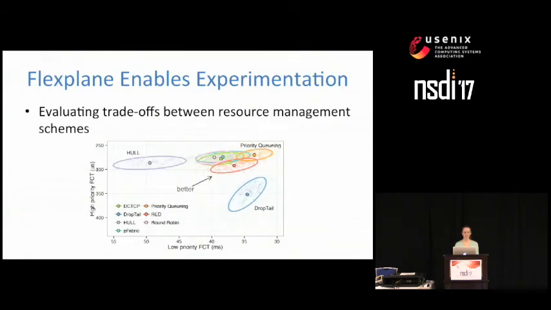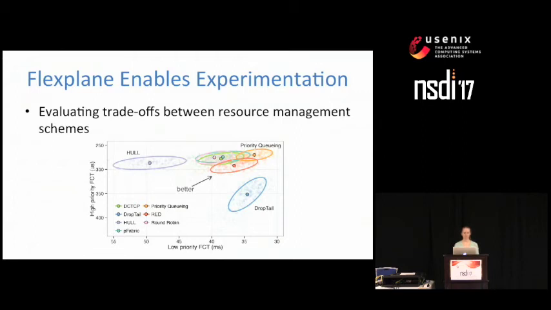Flexplane enables several forms of experimentation that aren't possible without it. First, we used Flexplane to compare the performance of different resource management schemes on a specific workload. In this experiment, we used an RPC-based workload that consists of a mix of short, high-priority requests and long, low-priority requests. Request times were chosen by a Poisson process so that client NICs were receiving at about 60% of their maximum throughput. This graph shows the trade-offs that different resource management schemes make on this workload. The x-axis shows the flow completion times for the long, low-priority flows, and the y-axis shows the flow completion times for the short, high-priority flows. The axes are flipped so that better performance is up and to the right.